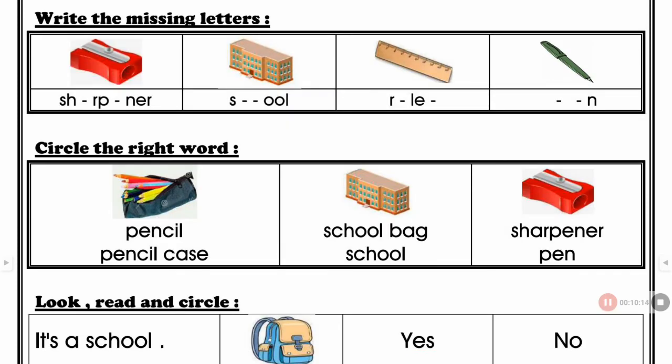Let's make a general revision on unit 3. Write the missing letters. Look at this picture. What is this? It's a sharpener. Spell sharpener. S-H-A-R-P-E-N-E-R. Number two, school. S-C-H-O-O-L. Ruler. Spell ruler. R-U-L-E-R. The last one is pen. P-E-N.